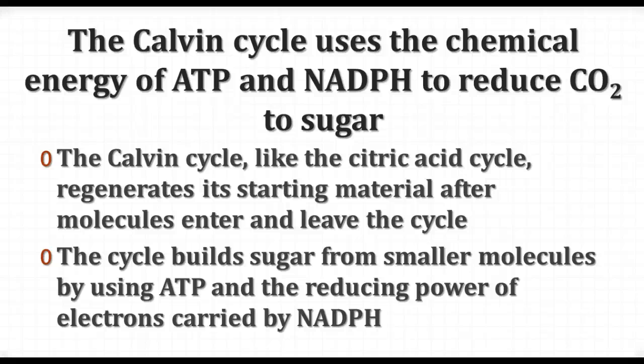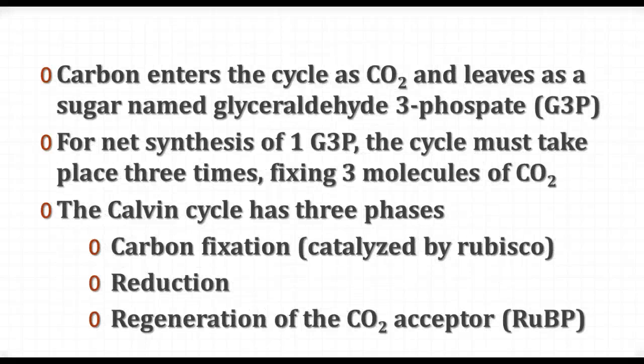And it's going to build up sugar from the smaller molecules using the energy from ATP and NADPH. So in this process, carbon's going to enter the cycle as carbon dioxide. It's going to leave as a sugar named glyceraldehyde 3-phosphate, also called G3P. We're going to produce one molecule of G3P. It's going to have to happen 3 times to fix 3 molecules of carbon dioxide and regenerate the starting molecule a couple of times as well. So 3 phases of the Calvin cycle: we've got carbon fixation, reduction, and regeneration of the carbon dioxide acceptor.